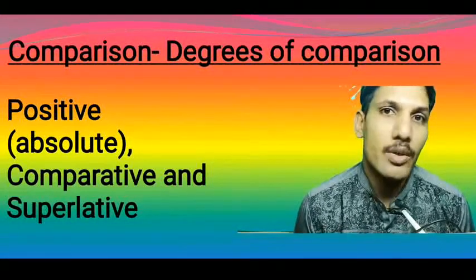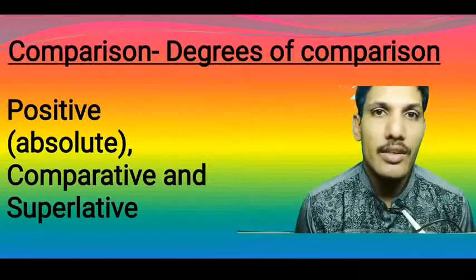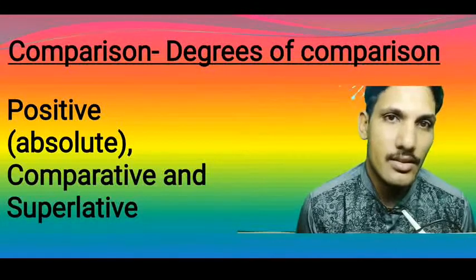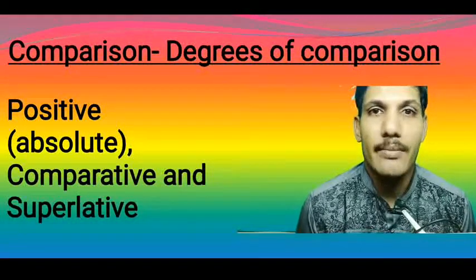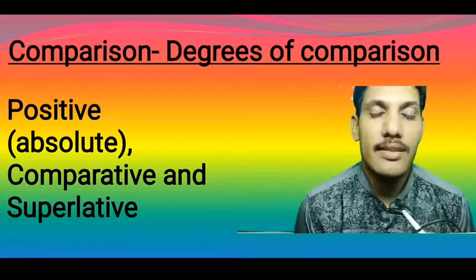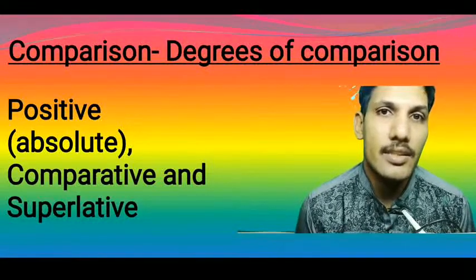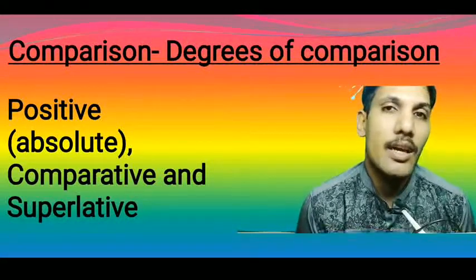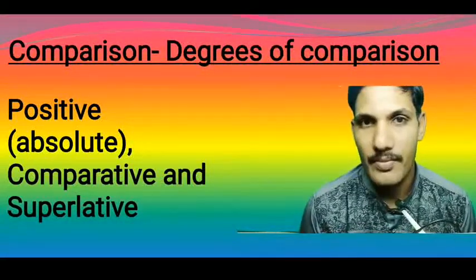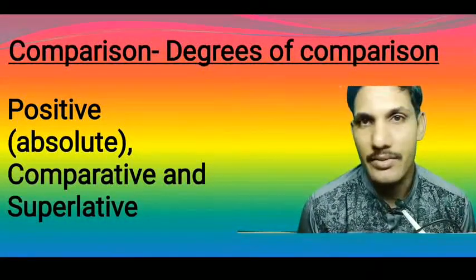Let us take some more examples. Small, smaller, smallest. Next one, we can see clever, cleverer, cleverest. In all these examples, we can see that the positive degree is the same, but er is added at the end to make comparative and est is added to make superlative degree. But this is not the same case with all the adjectives.